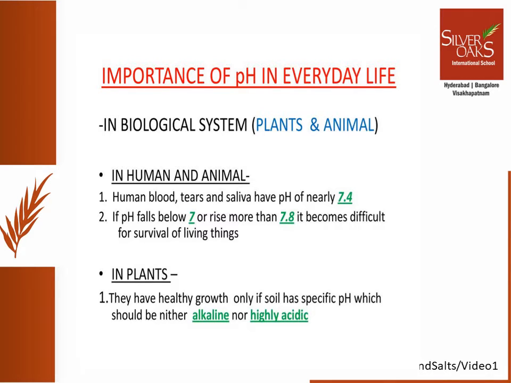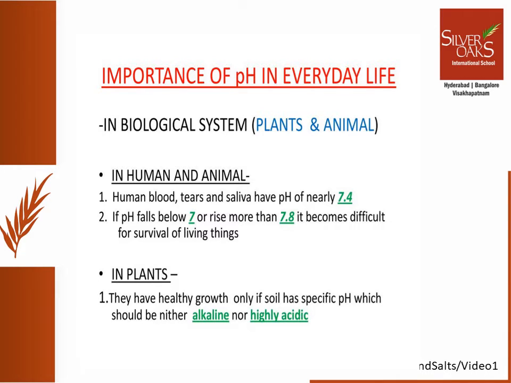Maintaining a proper pH in biological systems is very important. In human beings and animals, the blood, tears, saliva have a normal pH of 7.4. If pH falls below 7 or rises more than 7.8, it becomes difficult for the survival of living things. Moreover, in human beings, the digestion of food occurs at a particular pH. For example, in our stomach, the hydrochloric acid is very concentrated and it has pH of 0 or 1. It is helpful in digestion of proteins. But when the food travels further to the small intestine, the pH is alkaline, nearly around 8. And this pH is essential for digestion of fats.